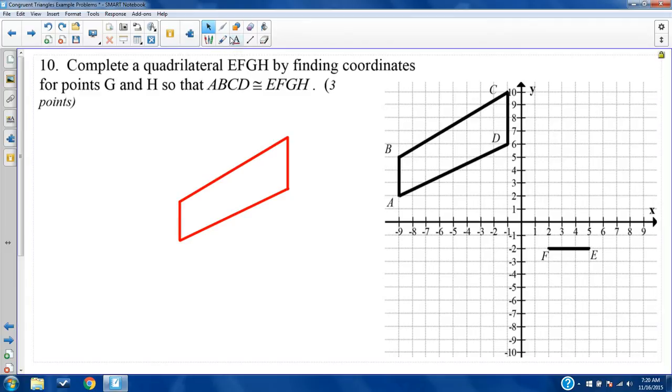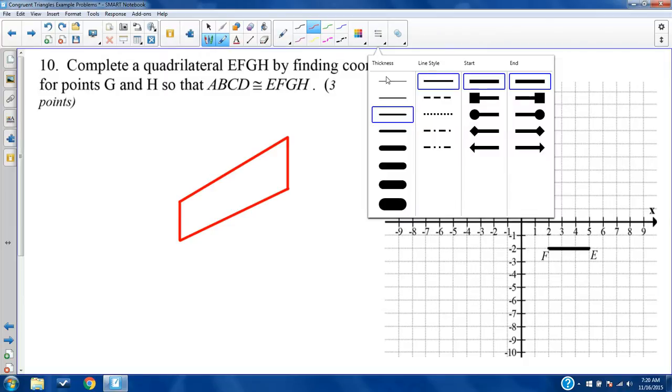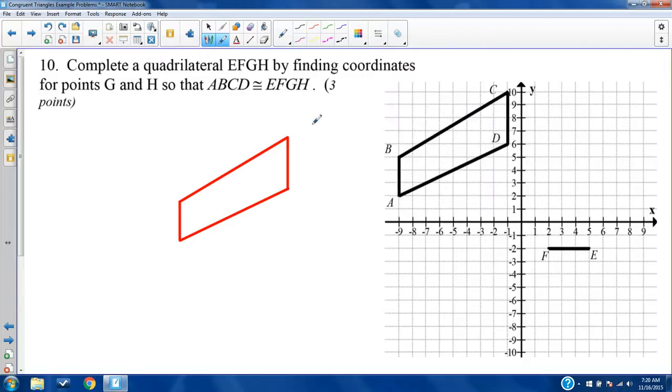So if ABCD is congruent to EFGH, you can always do this. You can always draw things and say this is exactly how it would look if it was just translated over. If A is right there, E is right here. If B is right there, F is right here. If C is right here, G is right here. And if D is right here, H is right here.